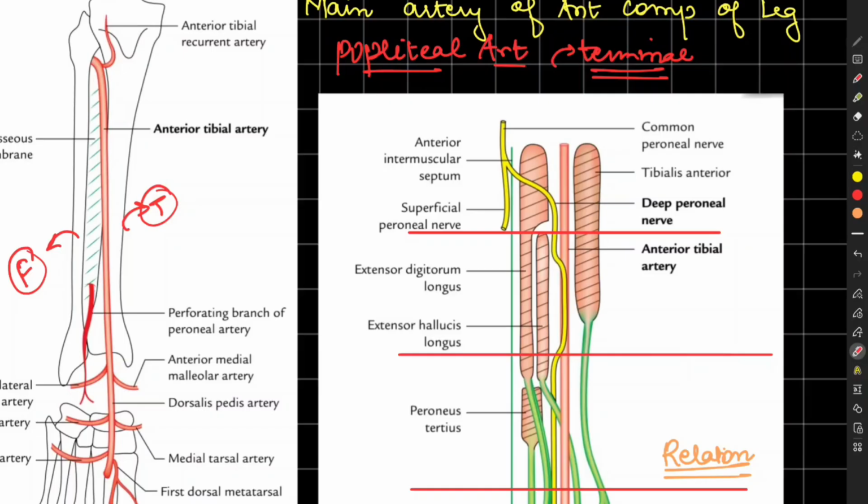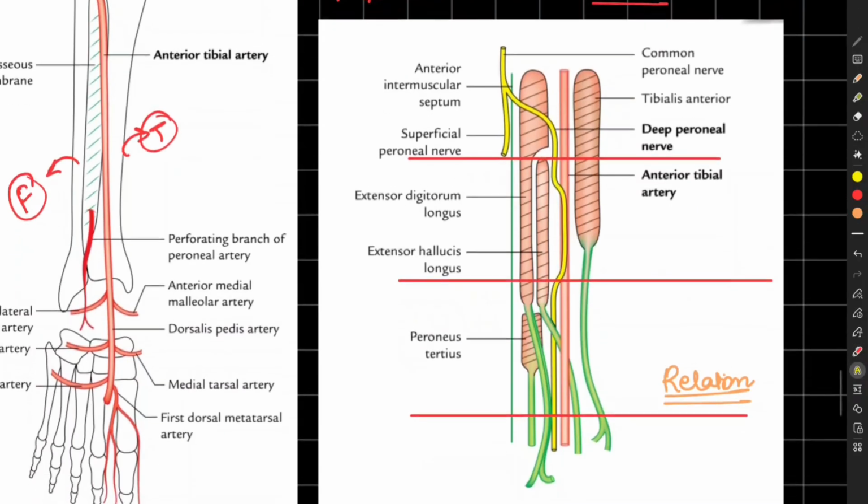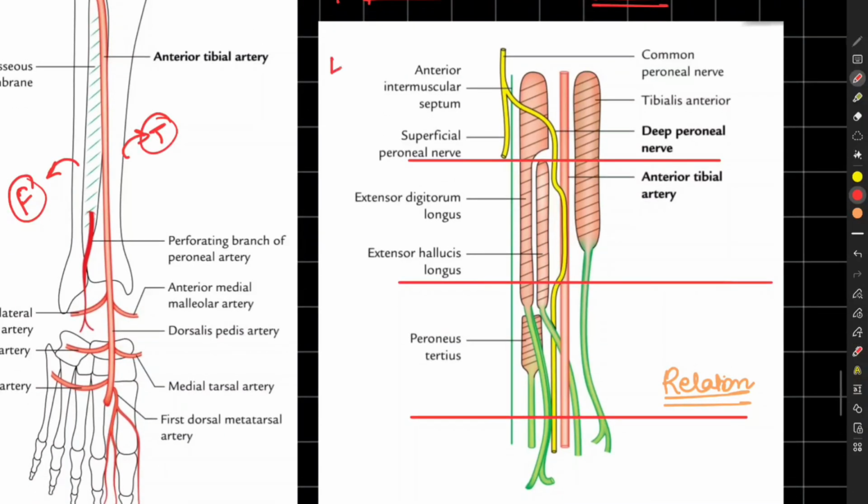If you talk about the root value, because it is a nerve, knowing its root value is very important. It's the ventral rami of L4, L5, S1 and S2. Sorry, up to S2. L4, L5, S1 and S2. Okay, ventral primary rami of L4 to S2.